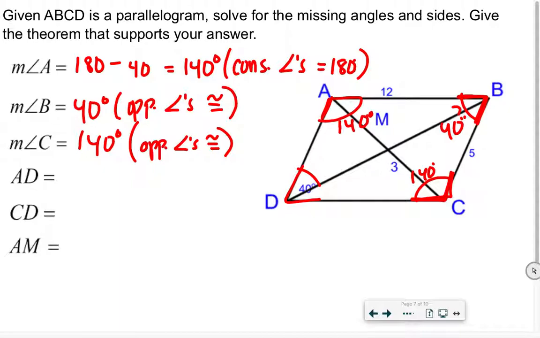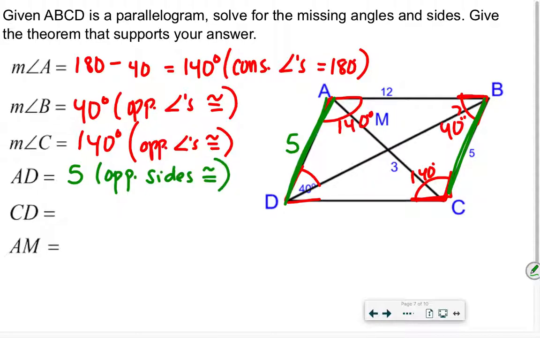Okay, then we have some side lengths to find up here. The first one we're going to find is AD. We learned yesterday the opposite sides of a parallelogram are equal. So Adam, which side is opposite of side AD? BC. So how long is side AD? 5. Very good. And then why? Because opposite sides are congruent. You only have 4 properties to pick from to defend your answer, because the parallel lines don't really affect anything.